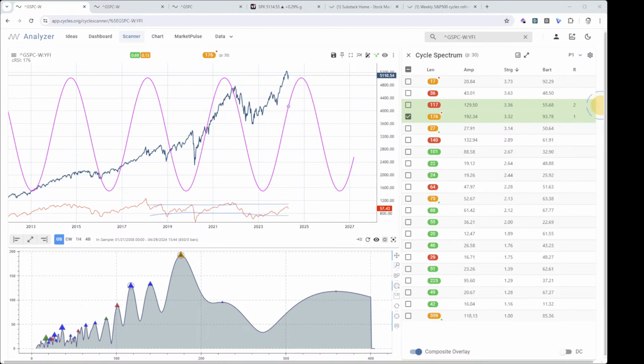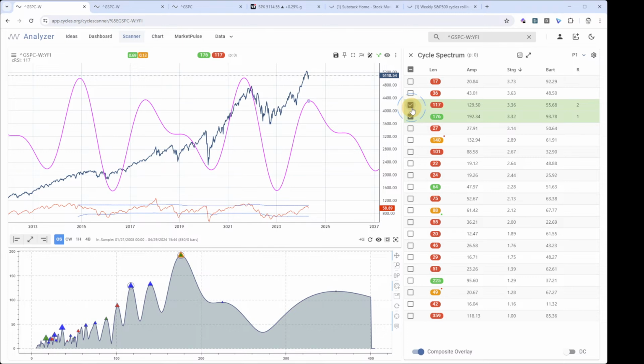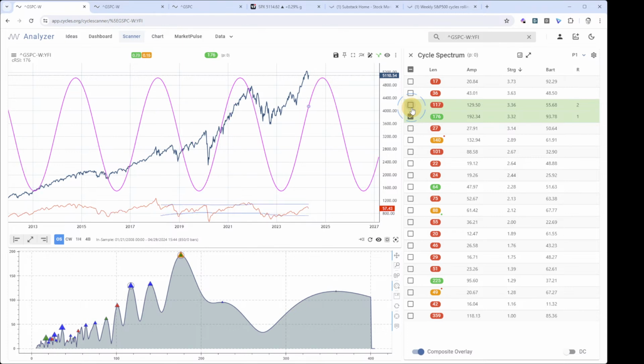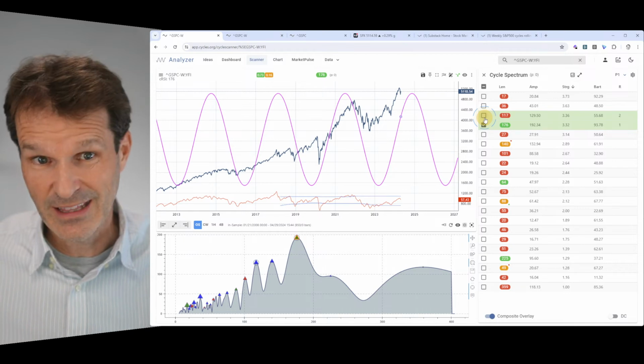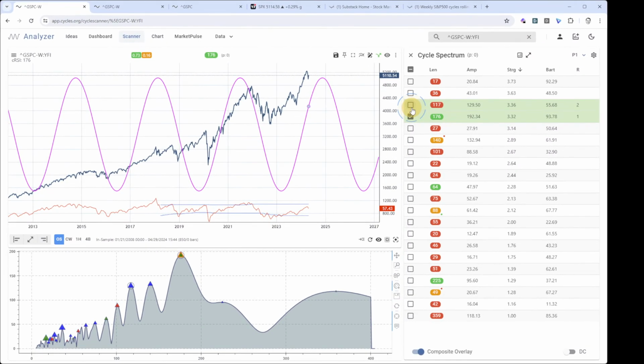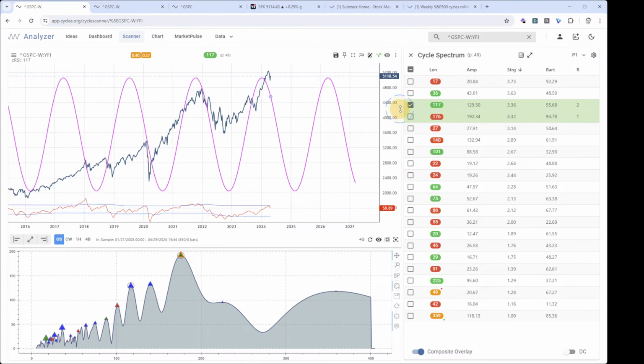We could now add the second important cycle here with the length of 117, and this is why I said in the beginning there's no clear single answer at the end of that session. If we just have an individual look at this shorter-term cycle, 117 weeks, you see that this cycle just started to roll over to the downside.